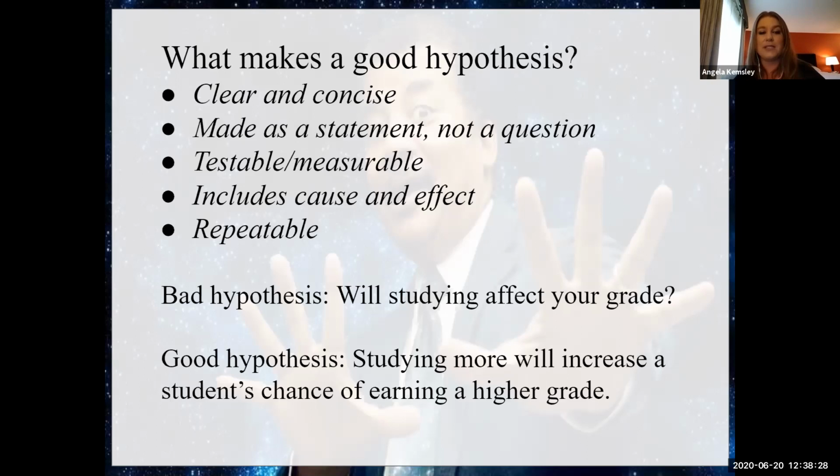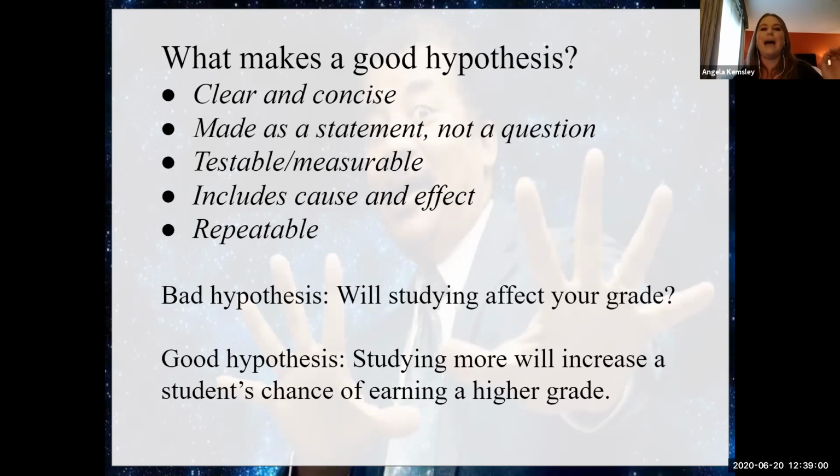In order to make a good hypothesis, that hypothesis must be clear and concise. I must be able to read your hypothesis and know exactly what you mean. A good hypothesis is made as a statement, not a question. It's testable and it's measurable. It includes cause and effect. So because of this, this is going to happen. If this happens, then this happens. Cause and effect. And it's repeatable. So other scientists could do that same experiment and get similar results. All right, so that's a good hypothesis.